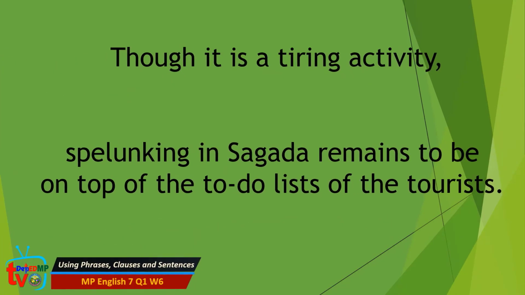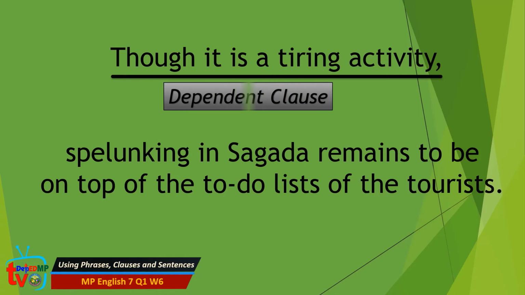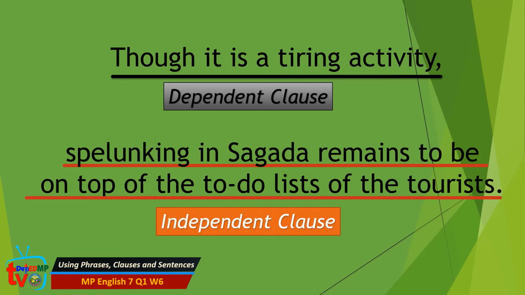Another example: Though it is a tiring activity, spelunking in Sagada remains to be on the top of the to-do lists of the tourists. "Though it is a tiring activity" is our dependent clause, while "spelunking in Sagada remains to be on top of the to-do lists of the tourists" is our independent clause. What is the subordinating conjunction that introduced our dependent clause? We have the word "though." Note again that even without our dependent clause, our independent clause can still stand alone as a sentence.